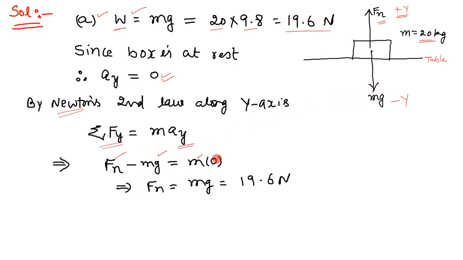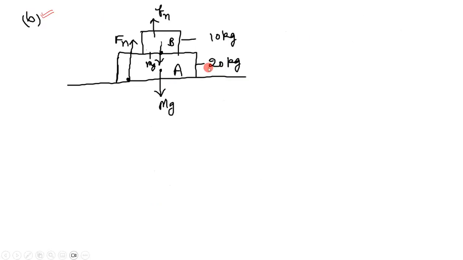Since acceleration is 0 as the body is at rest, we insert ay equal to 0 here. This gives us Fn equal to mg, and if we put in the values, it comes out to be 19.6 Newton. So in part B, we now have two blocks on the table.